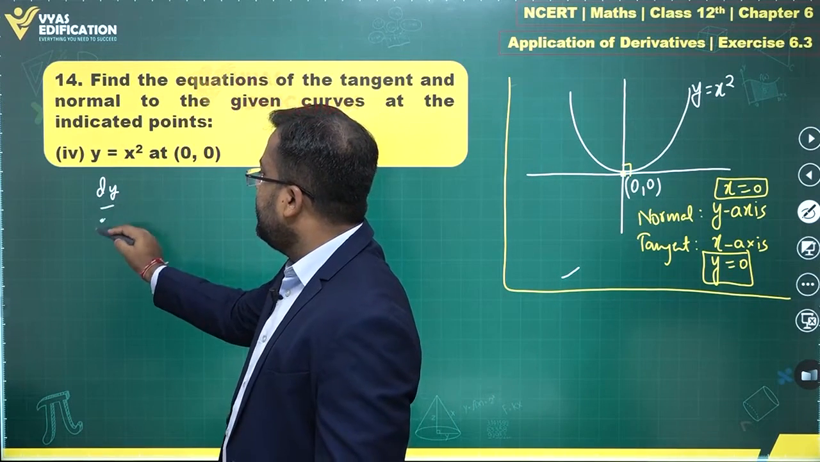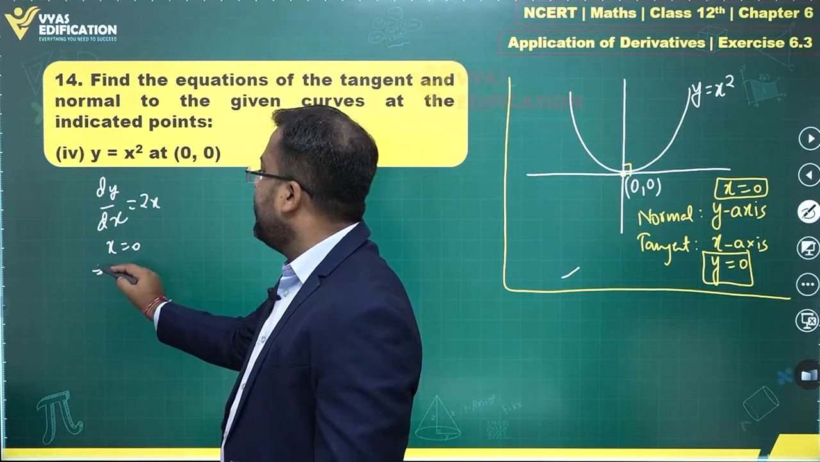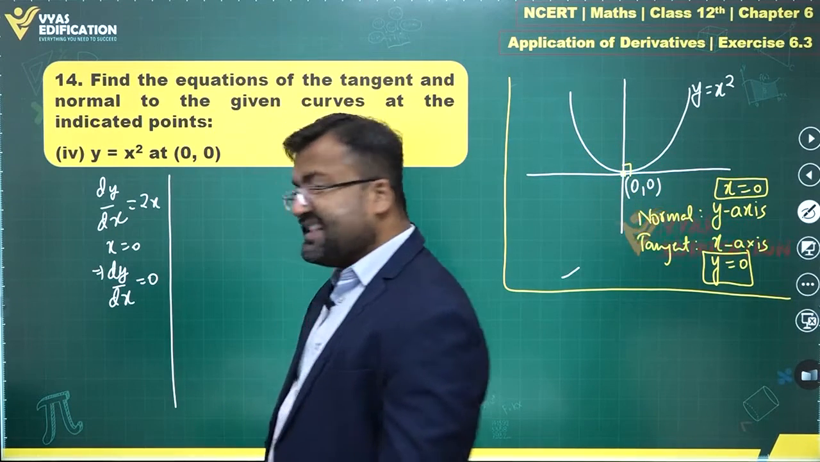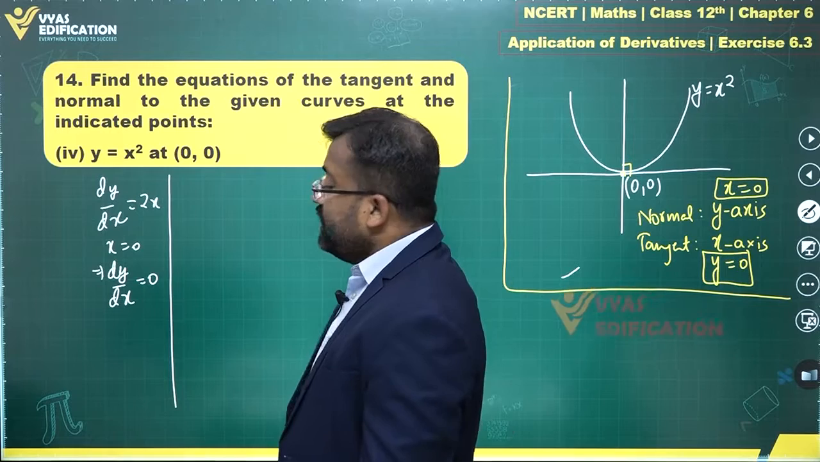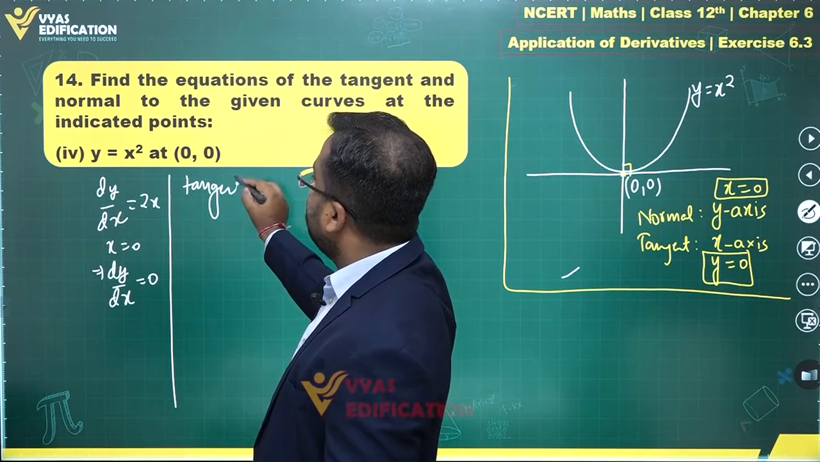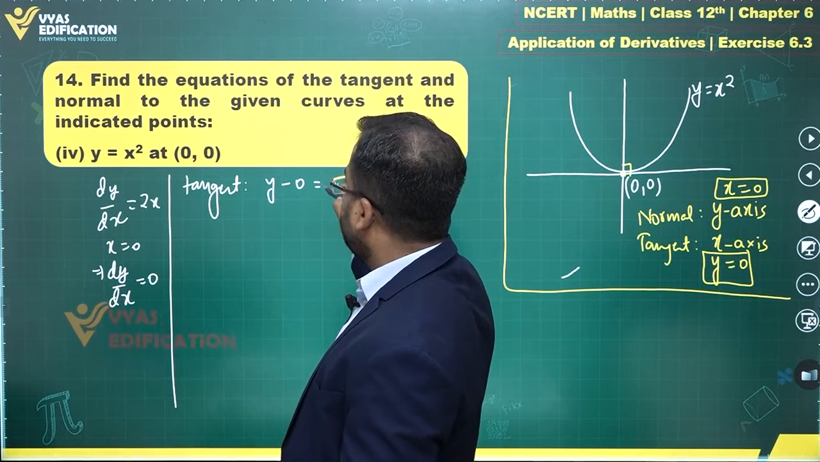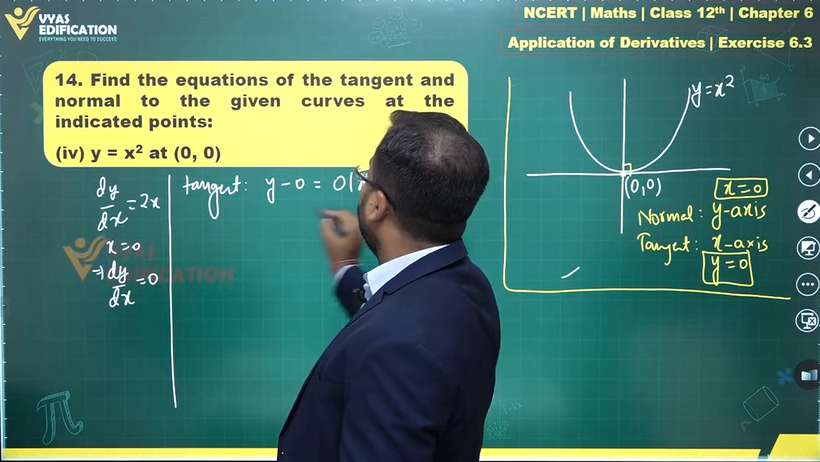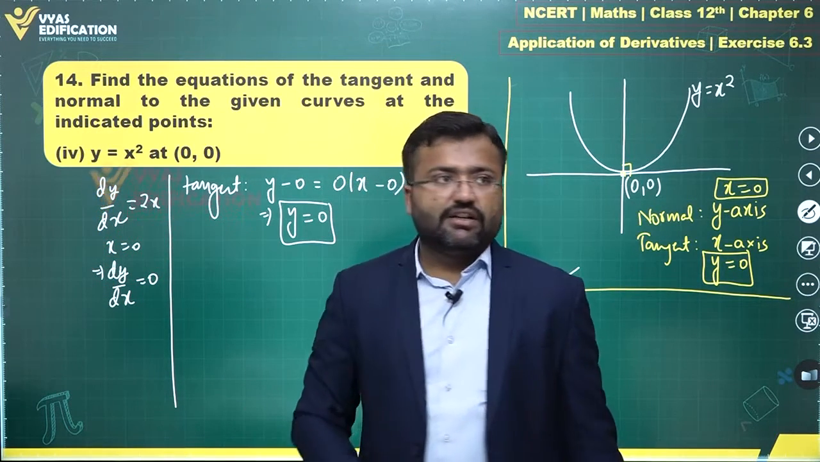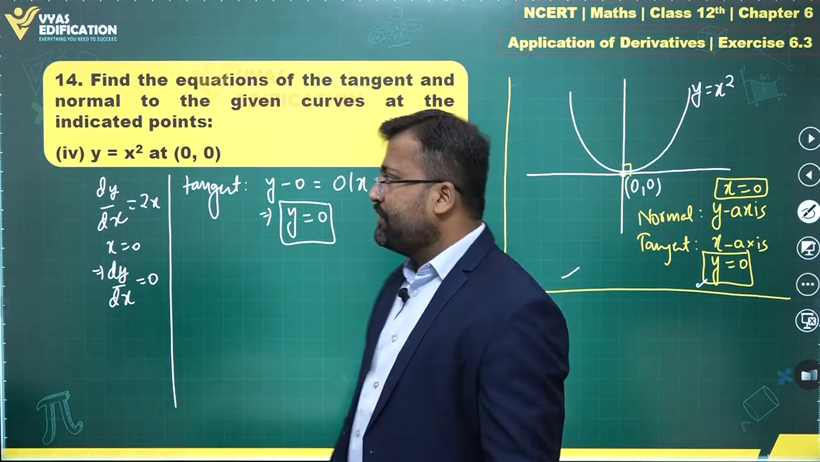dy by dx is equal to 2x. x equal to 0 implies dy by dx will be simply equal to 0. Pretty simple, yes. Okay, so equation of tangent. For tangent, things will not be very difficult. For tangent, you can say that y minus 0, the point is known, is equal to 0 times x minus 0. This tells me y equals 0 is the equation of tangent, and this is the x-axis basically.